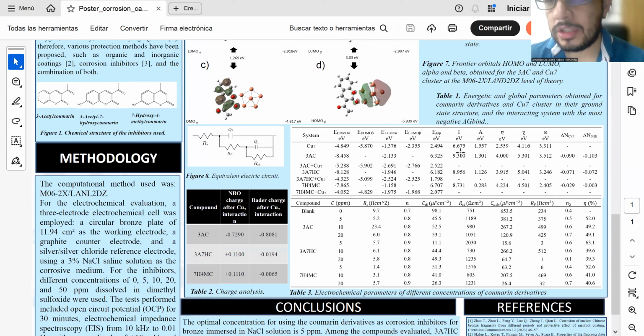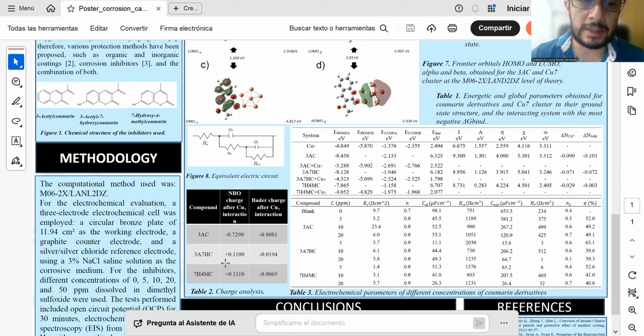Table 1 shows us the electronic parameters that we calculated for the different organic compounds and the copper cluster. We can see here the energy of the HOMO orbital and LUMO orbital, and we can see other parameters, for example, the electronegativity, the electrophilicity, the electron donating ability to know how is the charge transfer process, and we can see here the hardness, and well, the electronic parameters that we obtained for the systems that we study. In this case, we study these 3 systems.